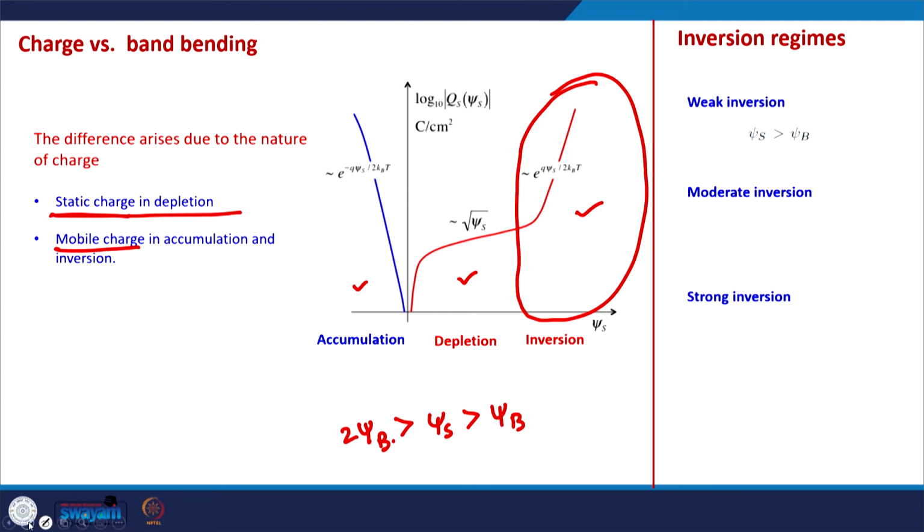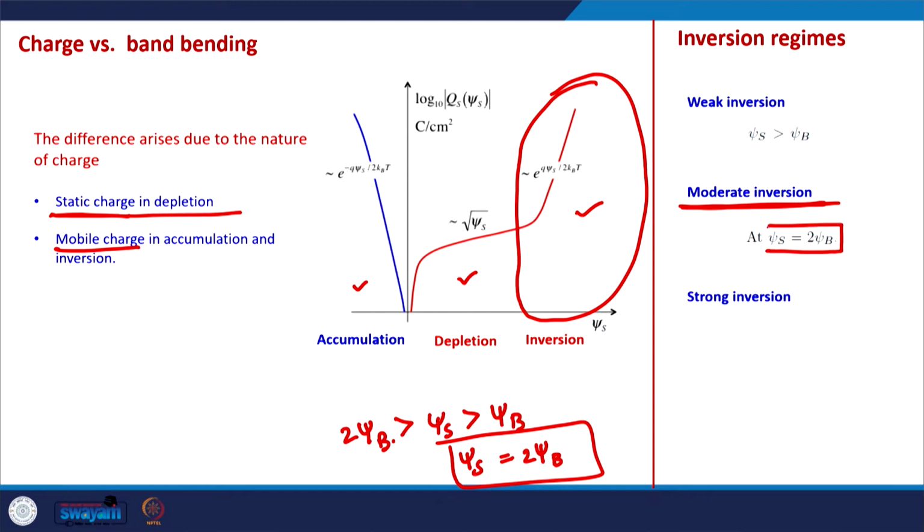The moderate inversion happens when psi s is equal to twice psi b. This is known as the moderate inversion, and this is also the defining point for the threshold voltage, because the voltage at which psi s becomes 2 psi b is defined as the threshold voltage. So the gate voltage at which psi s becomes equal to 2 psi b is known as the threshold voltage.